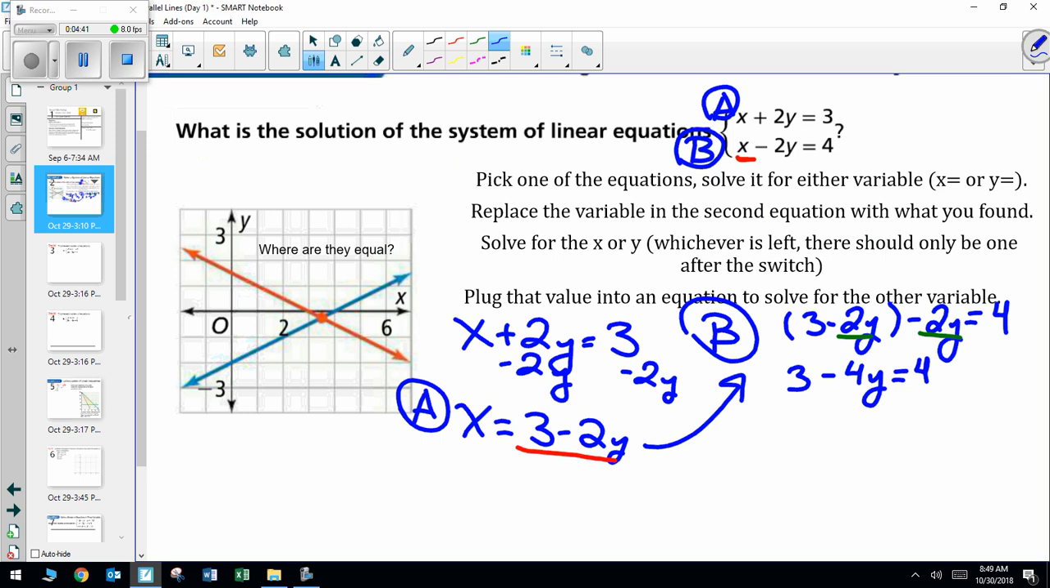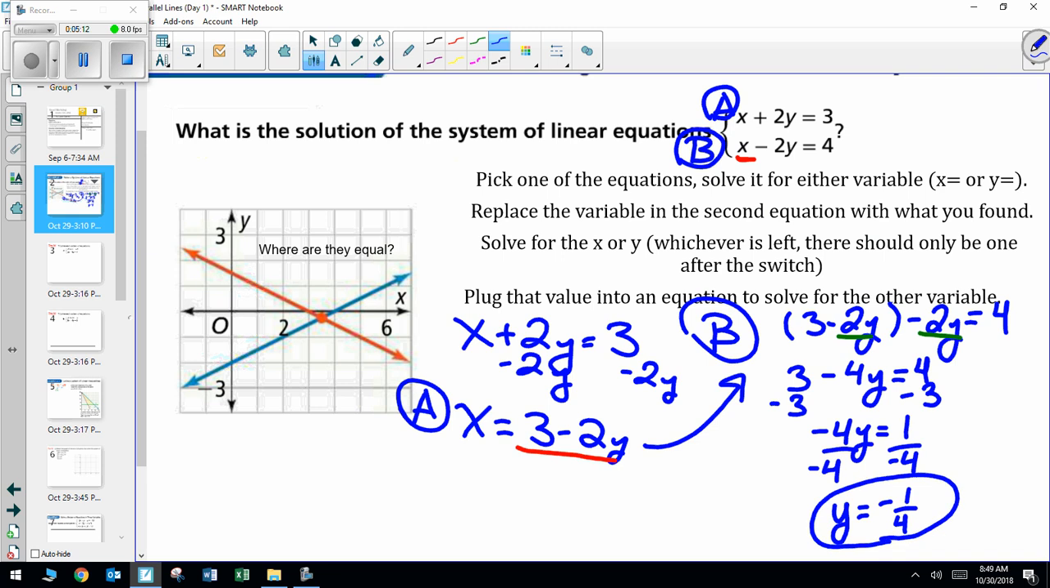I need to solve for y, so I'm going to subtract 3 from both sides. So I end up with -4y equals 4 minus 3, which is 1. And the last step to get y by itself is divide both sides by -4. And I find that y is equal to 1 divided by -4. You can just say -0.25. But that's what y is.